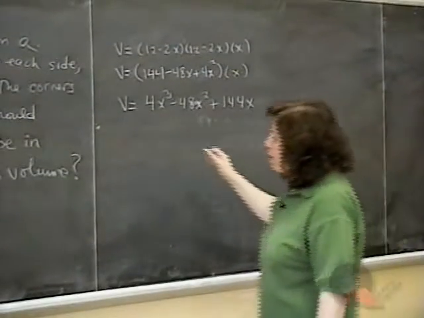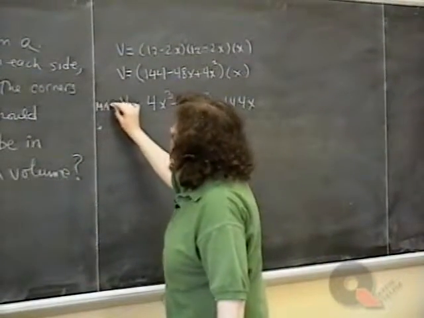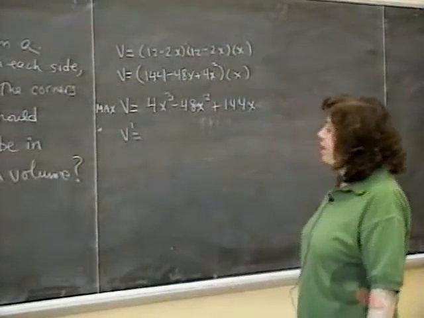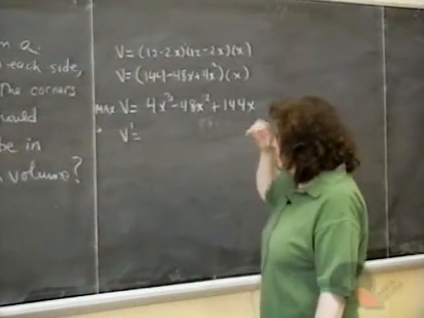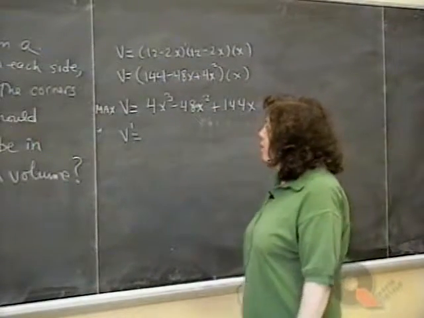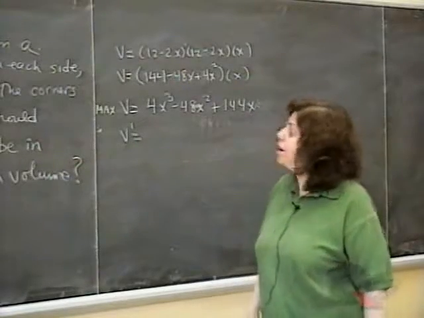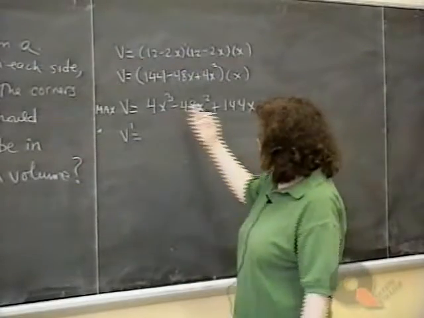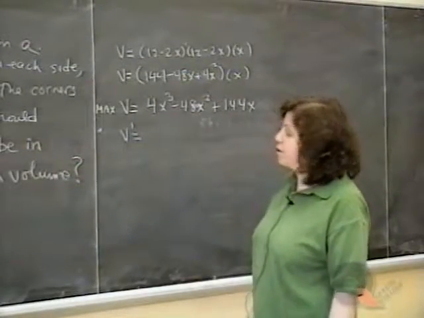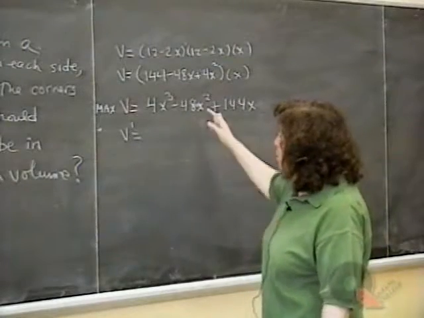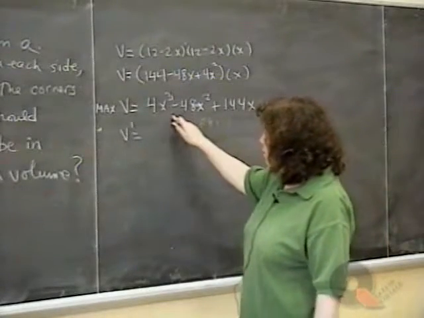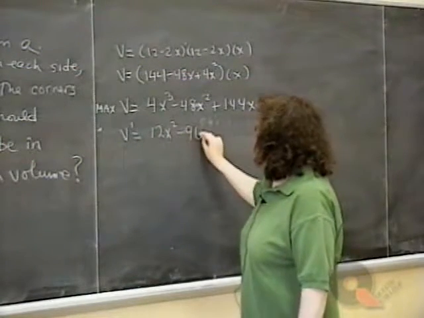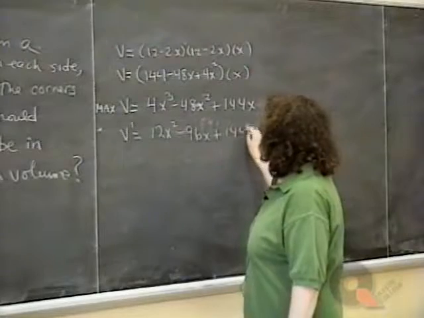Now we want to maximize V. We're going to take the derivative, V prime, the derivative of V with respect to x, set it equal to 0, and look for the critical numbers. Critical numbers are basically points in the domain of the function where the derivative is 0 or doesn't exist. This is a polynomial, so the derivative always exists, and we just have to worry about the stationary points, the places where the derivative is 0. The derivative with respect to x is 12x squared minus 96x plus 144.